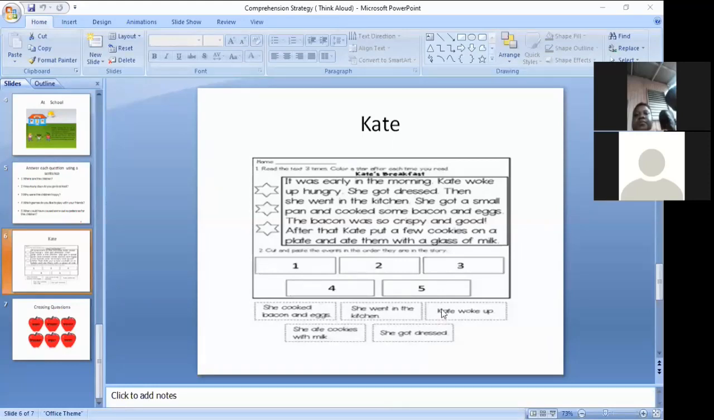Number 2, we're going to start that question with what. You have what at number 2? Yes, miss. Very good. Which question can we create at number 2 starting with what? Anybody want to volunteer?